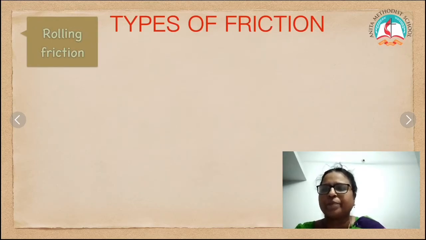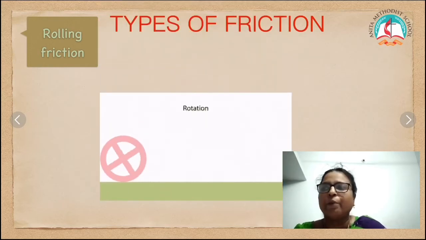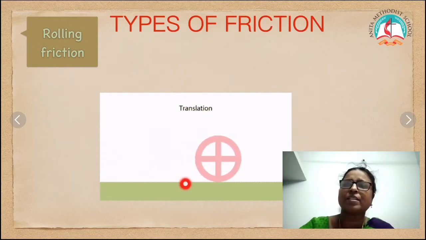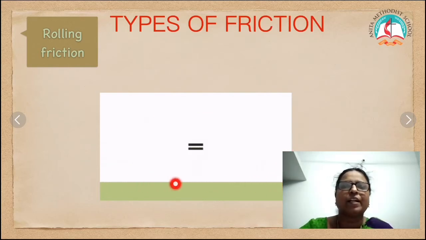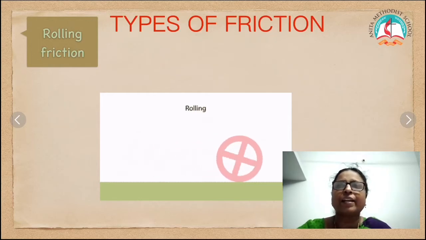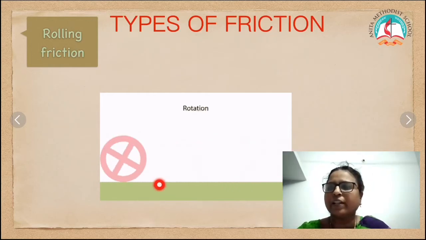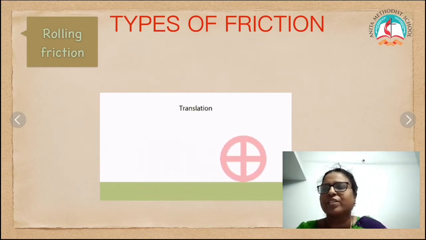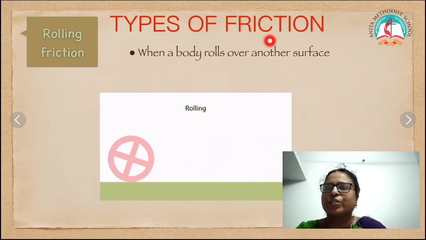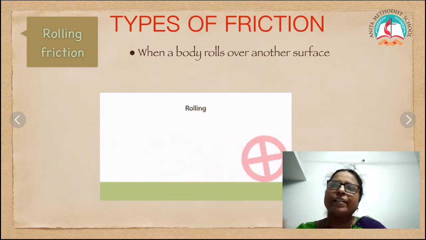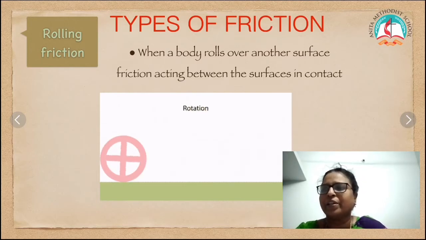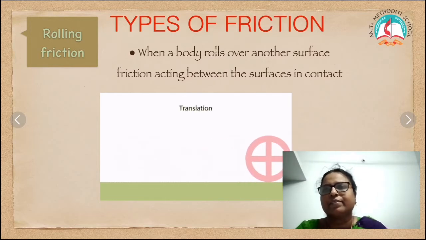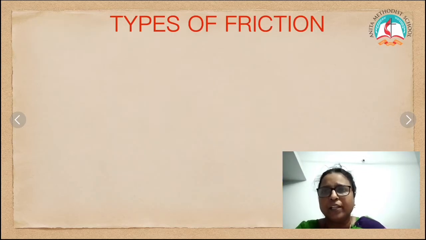Rolling friction. So what is rolling friction? When a body rolls over another surface, the friction acting between the surfaces in contact. These both are in contact with each other, isn't it? This type of friction is called rolling friction. When a body rolls over the surface of another body, that friction between the surfaces in contact is called rolling friction.